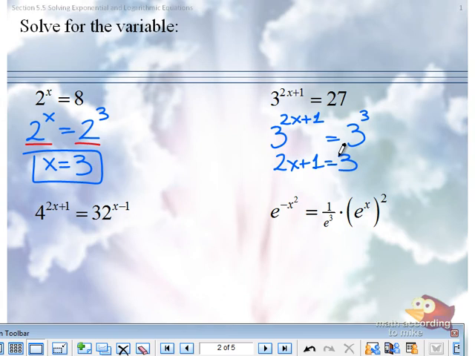What do you get for x? You get x to be 1 by subtracting 1 and dividing by 2.